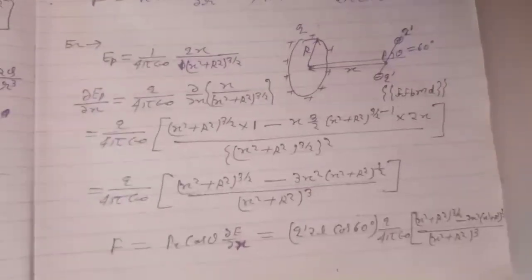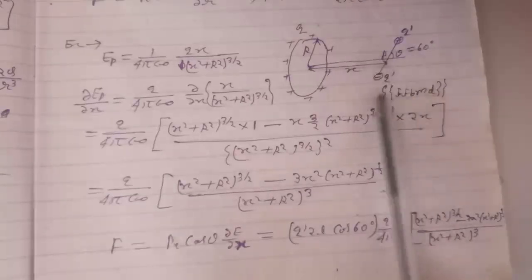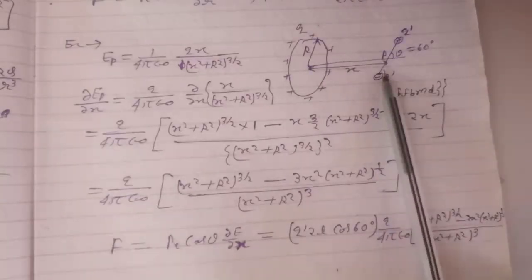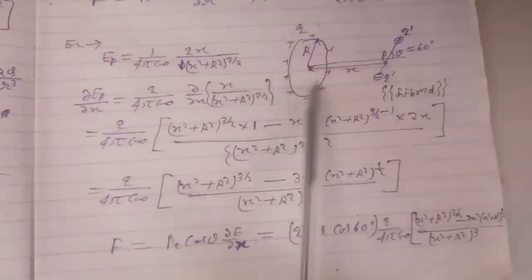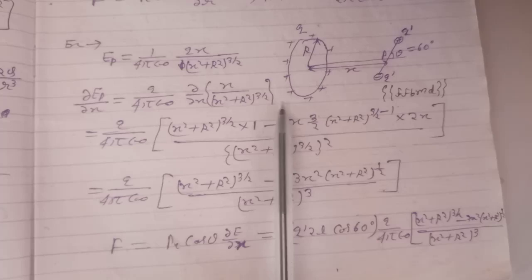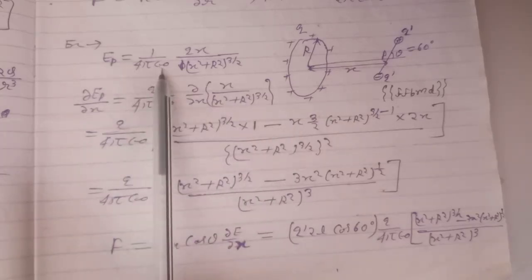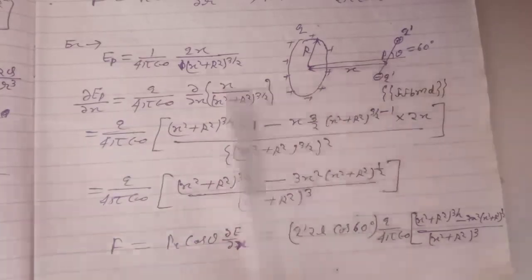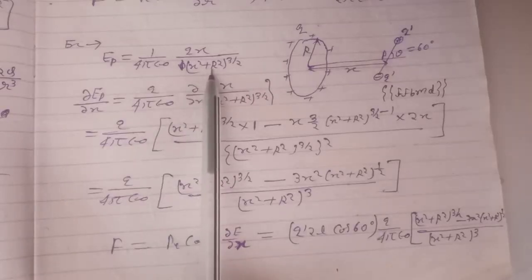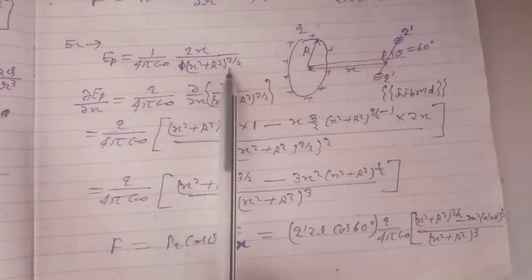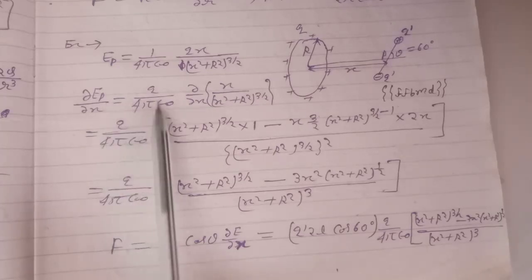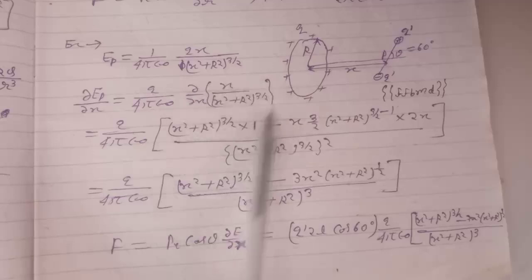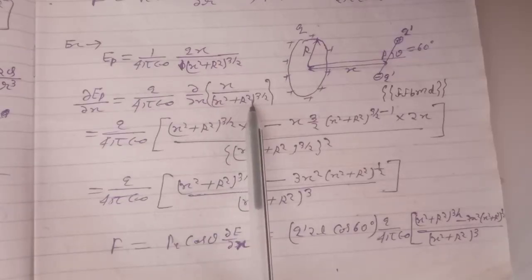Next, in this case we have to find the force on the dipole. This is q dash and minus q dash, and we have a circular ring. So E at point P will be 1 by 4 pi epsilon naught q x by (r square plus x square) to the power 3 by 2. So del E_P by del x equals q by 4 pi epsilon naught del by del x of x by (x square plus r square) to the power 3 by 2.